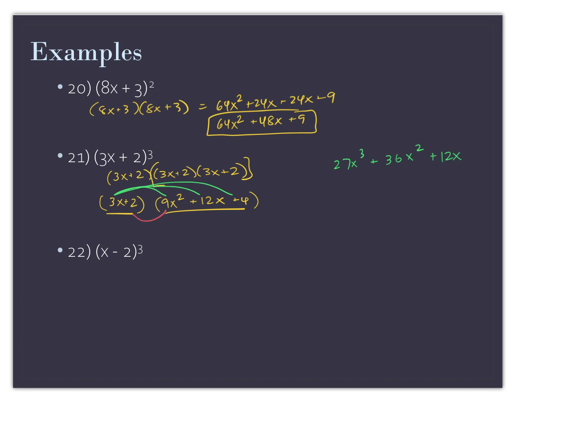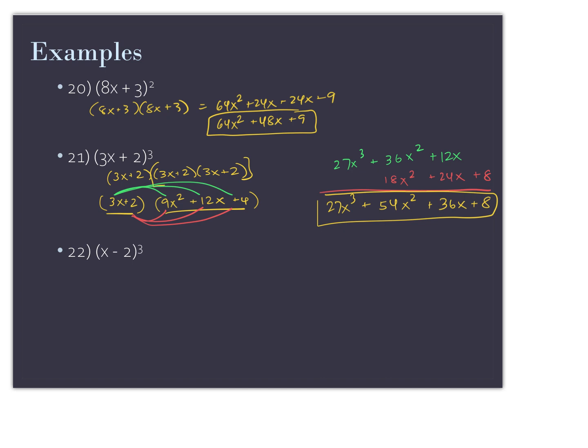So 2 times 9x squared is 18x squared. 2 times 12x is 24x. And 2 times 4 is 8. And when I combine all my terms, I get 27x cubed plus 54x squared plus 36x plus 8. And so this becomes my answer for this problem.